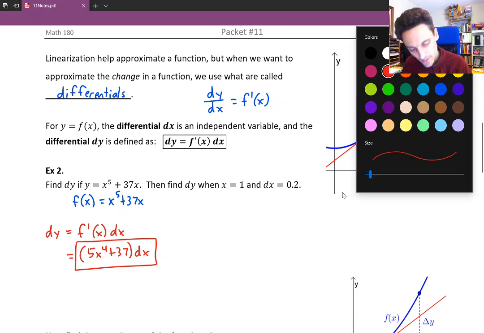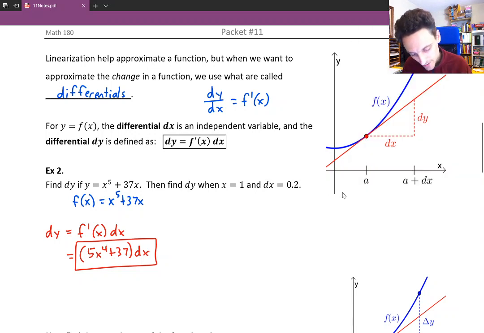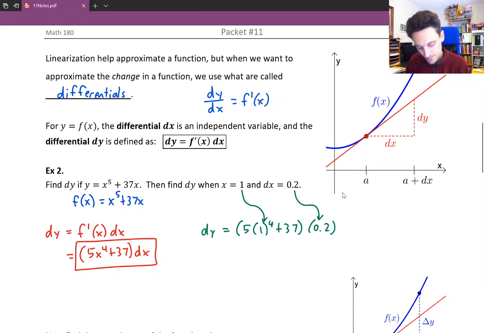Well, that's no problem. We can just plug in x equals 1 and dx equals 0.2. So there's the 1 going right there. There's the 0.2 going right there. And if you evaluate this, you get 8.4.